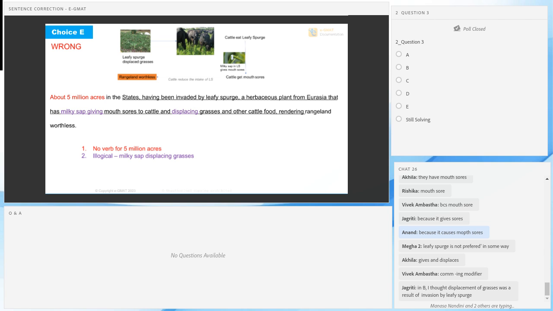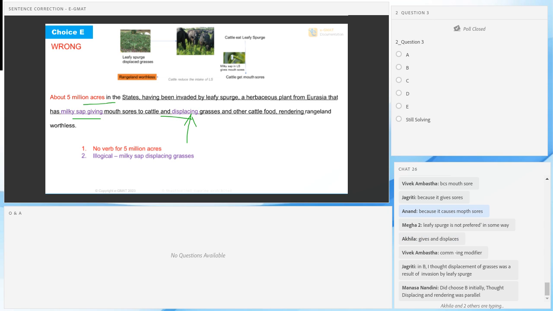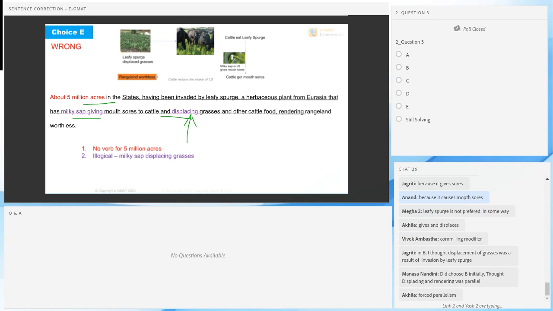Choice E is wrong. Why? Because again, 5 million acres, there is no verb here at all. But there is something else going on with this milky sap giving and displacing. It's not the milky sap that is displacing. Milky sap gives mouth sores, but it doesn't displace. So yes, there's a parallelism issue here.